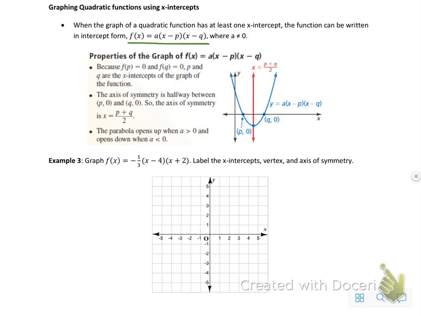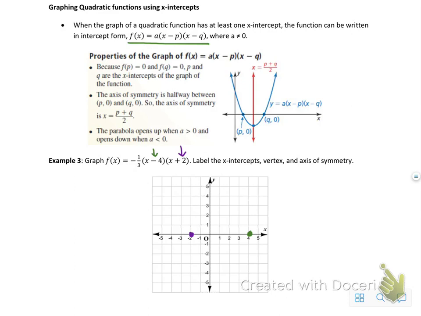So we have to do the inverse of negative 4. So we have a positive 4. Okay, and this is an x-intercept. So we're going to go to 4 on our x-axis, which is right here. Then we have the positive 2, but we have to do the inverse. So instead of being at positive 2 on the x-axis, we're going to be at negative 2. So we know something about our graph.